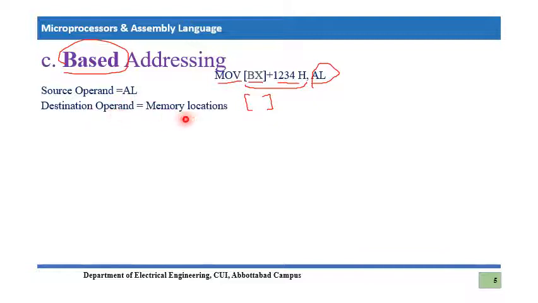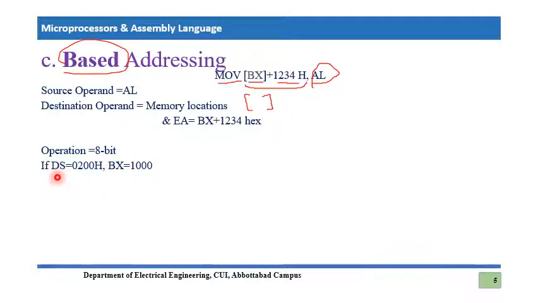The destination operand is a memory location, and furthermore, the effective address of this memory location is a combination of two things. It is the base, which is the bx register, plus 1234 hex. It is a 16-bit displacement. And one more thing which is important here is the operation size. The size of operation in this instruction is 8-bit because only an 8-bit register is involved. So 8-bit information is going to move from this AL register to this memory location, which is pointed to by bx plus 1234 hex as displacement.